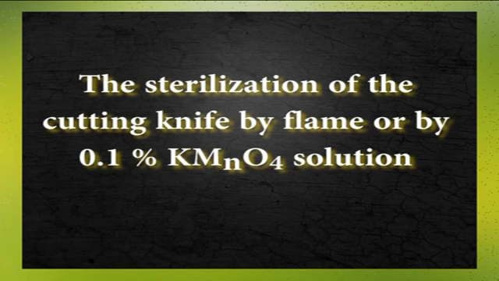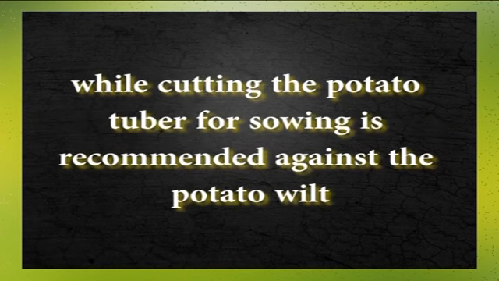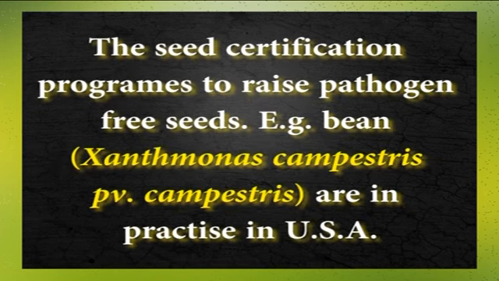Ninth, the sterilization of the cutting knife by flame or by 0.1% potassium permanganate solution while cutting the potato tuber for sowing is recommended against the potato wilt. Tenth, seed certification programs to raise pathogen-free seeds of bean, against the pathogen Xanthomonas campestris pathovar campestris, are in practice in the United States of America.